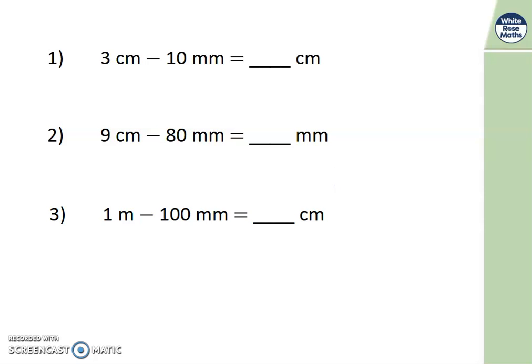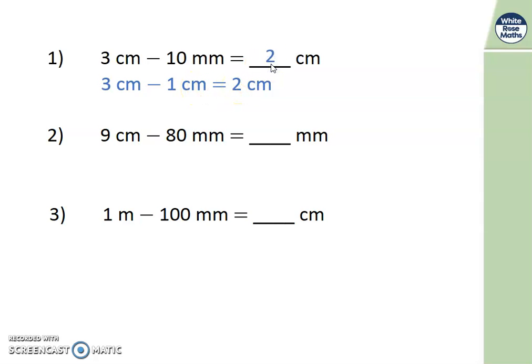Let's have a go at these. Number 1, 3 centimeters subtract 10 millimeters, and I want the answer in centimeters. That means both of these need to be in centimeters to find the answer. This one is in centimeters, but this one is not. So let's start by changing that. 10 millimeters is the same as 1 centimeter. So we do 3 centimeters subtract 1 centimeter, and that's 2 centimeters.